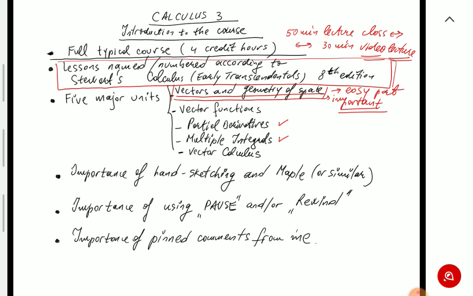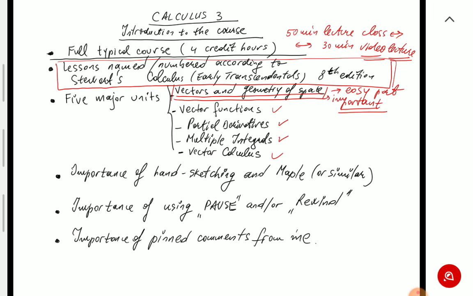So vector functions, partial derivatives, multiple integrals, and vector calculus, all of these are the major units specific to calculus, so to speak. At this point, I just want to mention that from a mathematical standpoint, all of these deal actually with 3 types of functions which are specific to calculus 3.